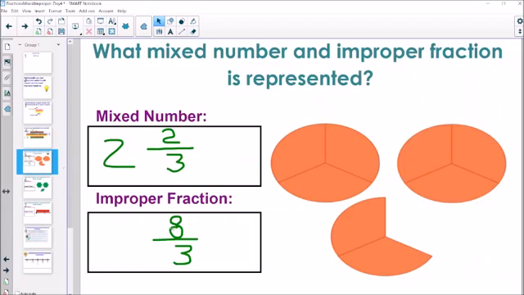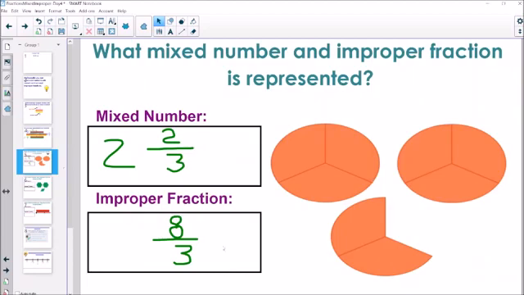Okay, and then the numerator, remember, that tells us how many pieces we have all together. So if we were going to look at this whole picture and count up all of the thirds that we would have: 1, 2, 3, 4, 5, 6, 7, 8. Total, we would have 8 thirds.